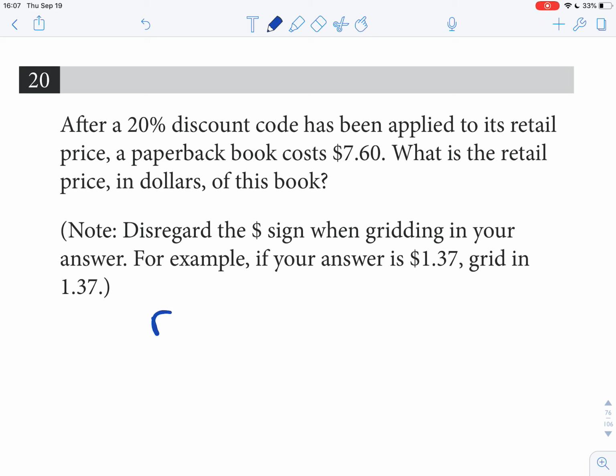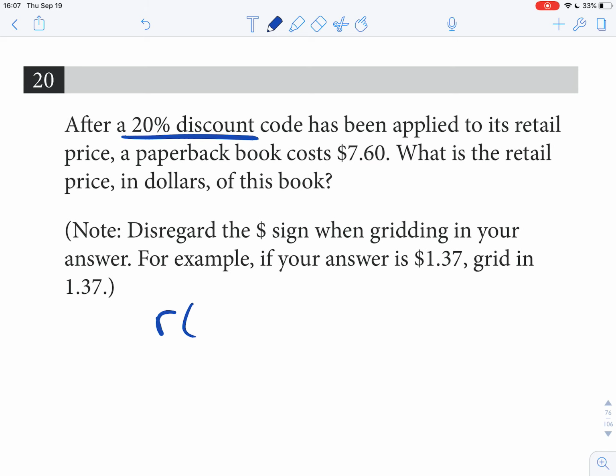Now, I feel like a lot of you guys will probably not do what I do right off the bat. And so what I would do off the bat is, if it's a 20% discount, I recognize that as taking 0.8. So if I find 80% of something, I am inherently reducing it by 20%. So R times 0.8, right? So the retail price reduced by 20% is equal to $7.60.